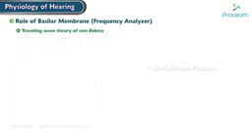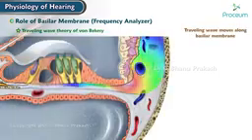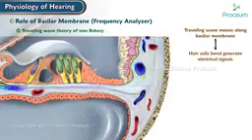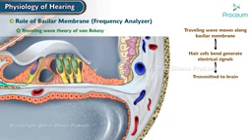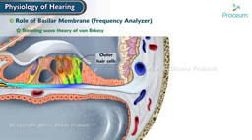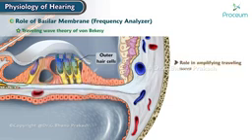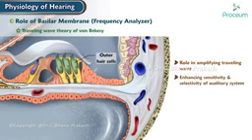As a traveling wave moves along the basilar membrane, it causes the hair cells to bend and generate electrical signals that are transmitted to the brain. The outer hair cells of the organ of Corti play a critical role in amplifying the traveling wave and enhancing the sensitivity and selectivity of the auditory system.